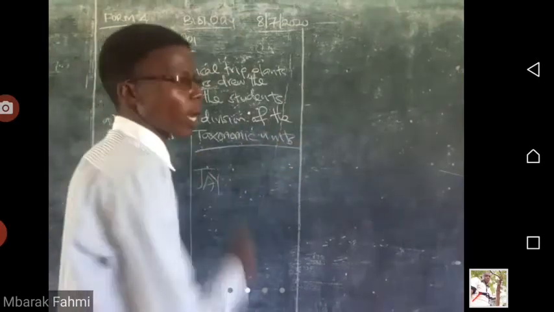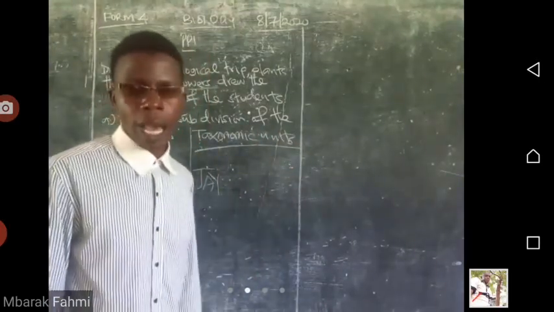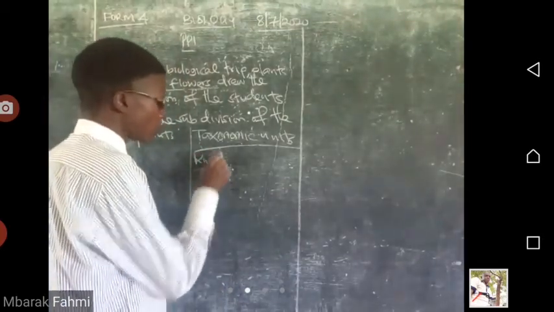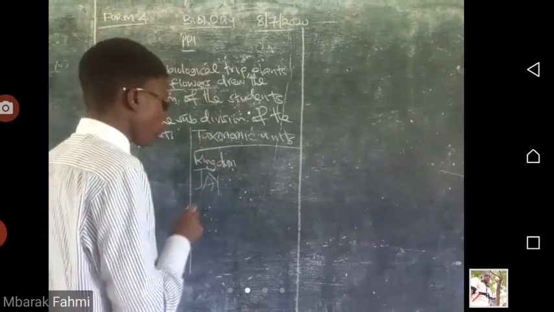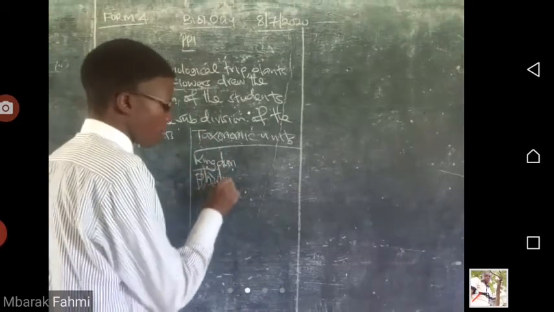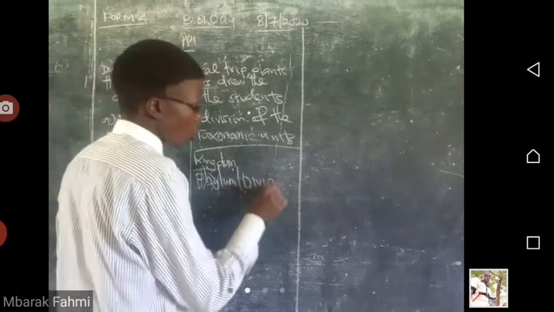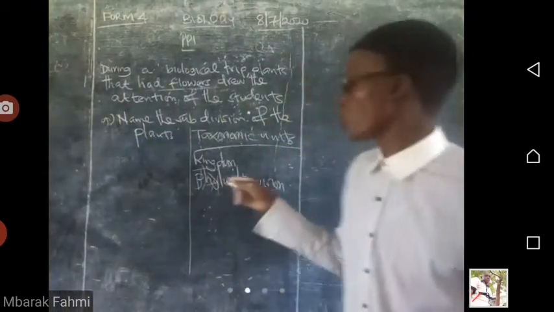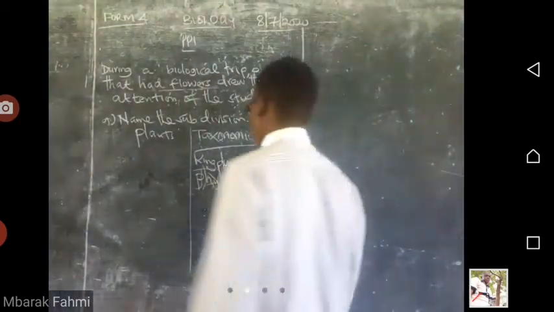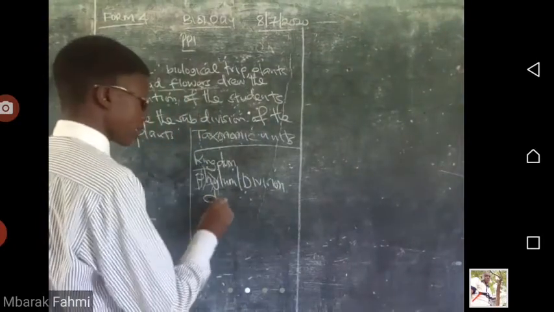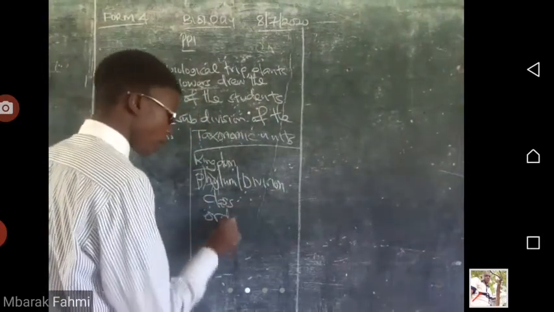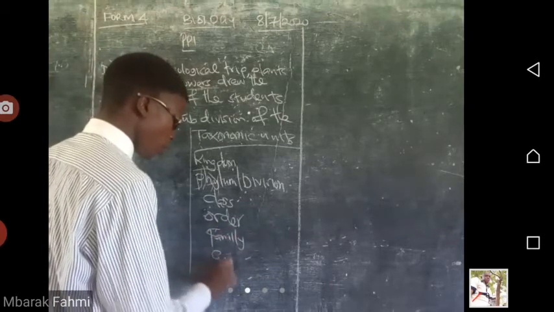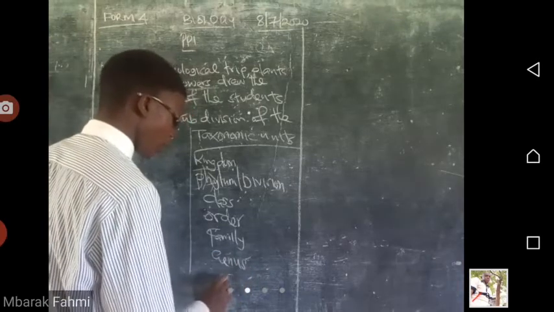The groups in which organisms with similar characteristics are placed. So we have the taxonomic units. The first one is the kingdom. Then from kingdom we have phylum stroke division. We say phylum stroke division because phylum is a term used for animals, then we use division for plants. Then we have class, then from class we have order, then from order we have family, then from family we have genus, then we have the species.